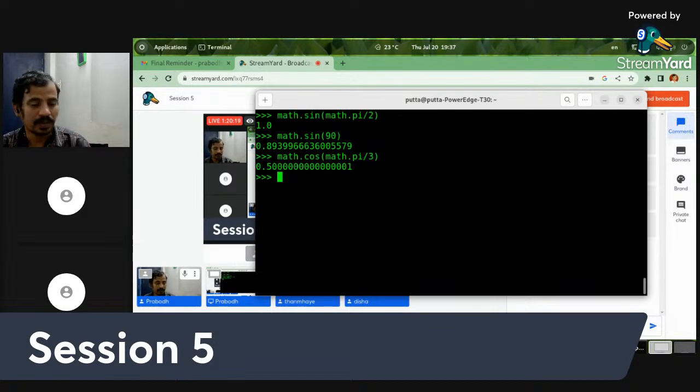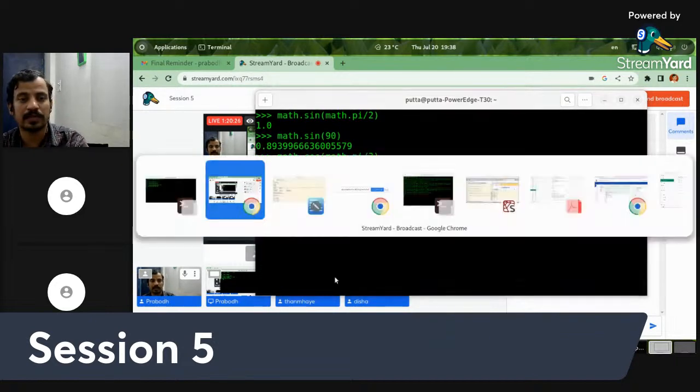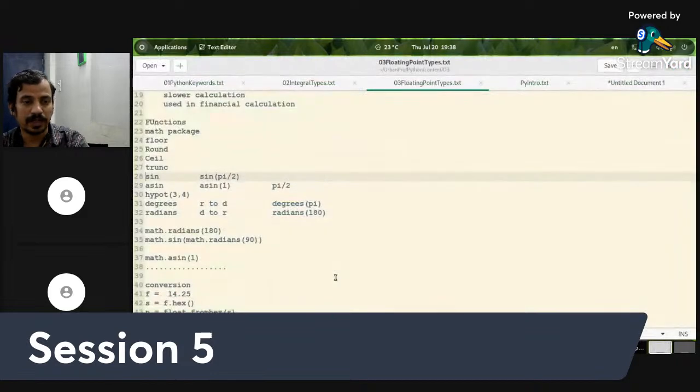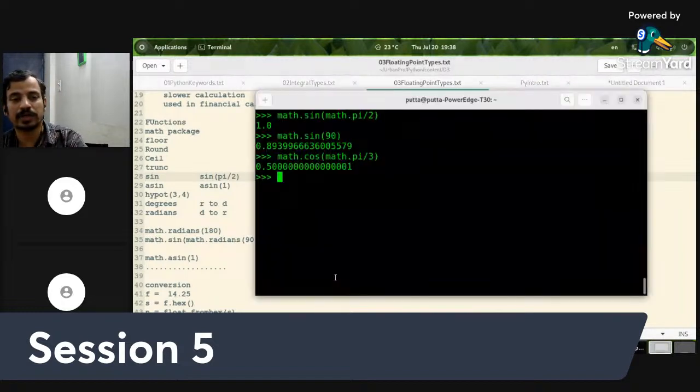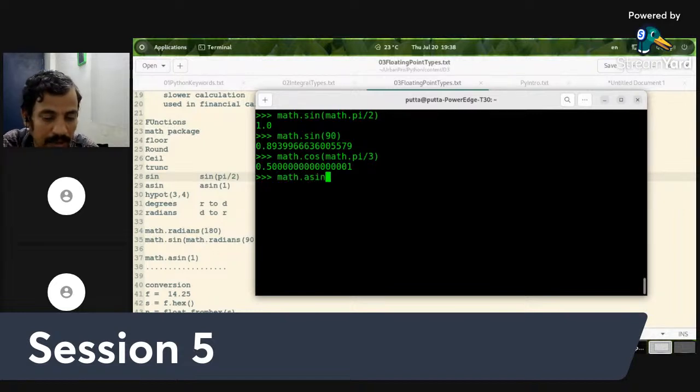So maybe I will give you a few assignments where you can try those things. Write it in your programs. Then you want to find out the inverse, sine inverse, cos inverse and all. Then we have something called the arc sine or arc cosine and so on. So for that I have to write math dot asin of 1. What is sine inverse of 1?